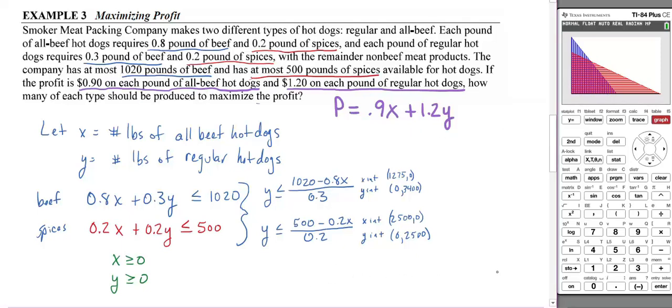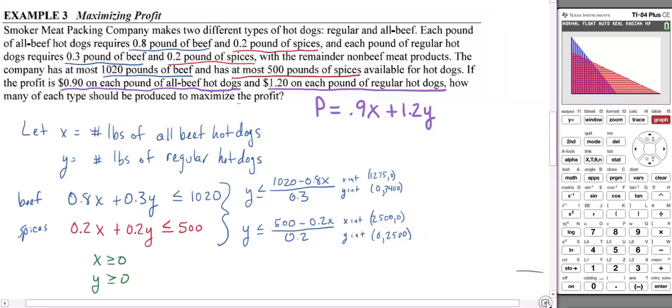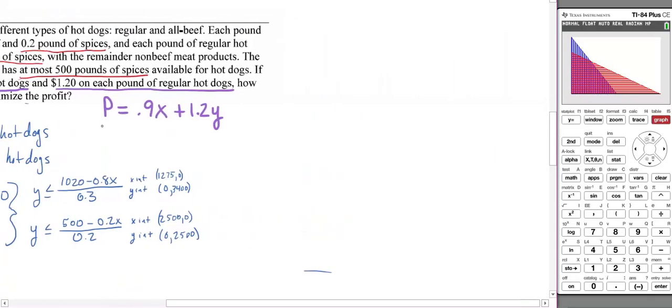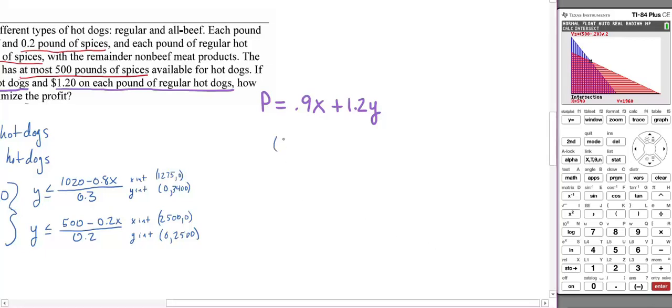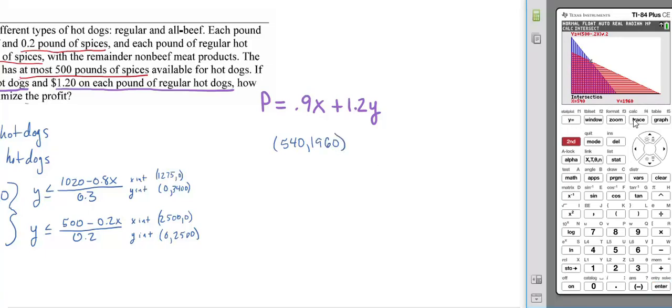Let's go ahead and do that. We'll find the corner points and then put that into the profit function to see what gives us the highest number. So we're going to calculate the intersection of those boundaries. I get 540 and 1,960.